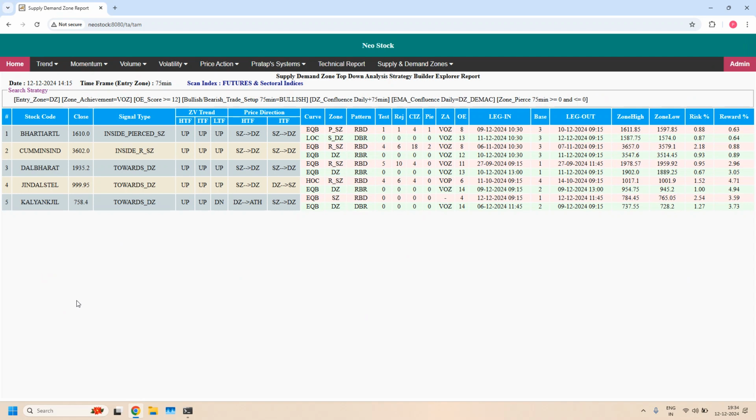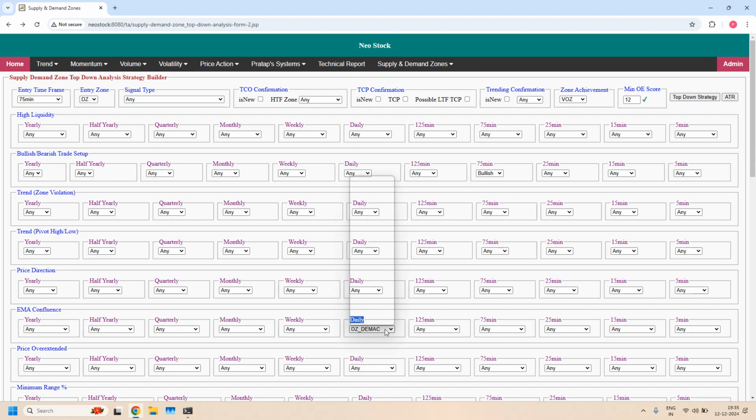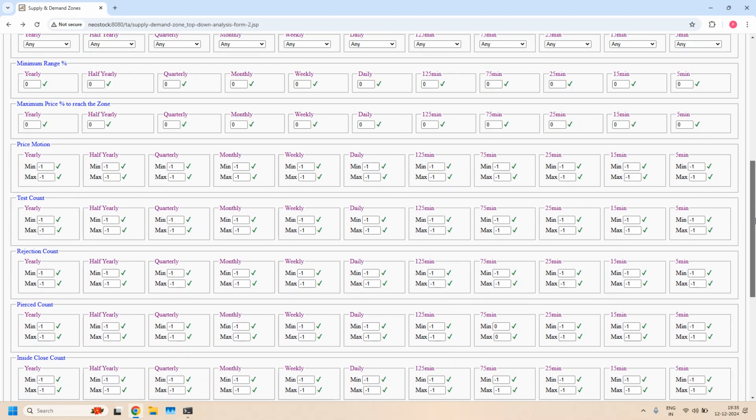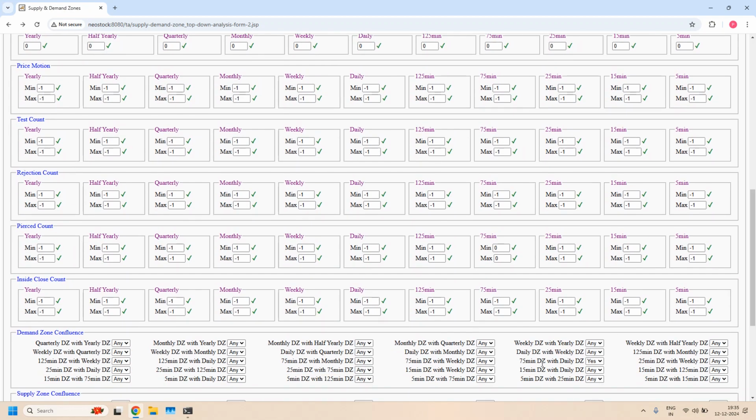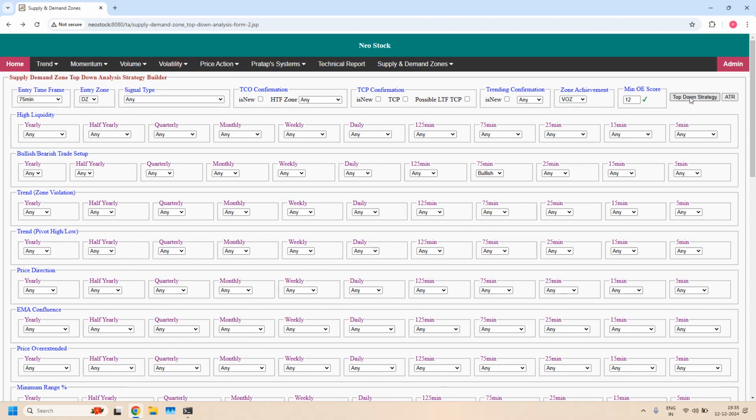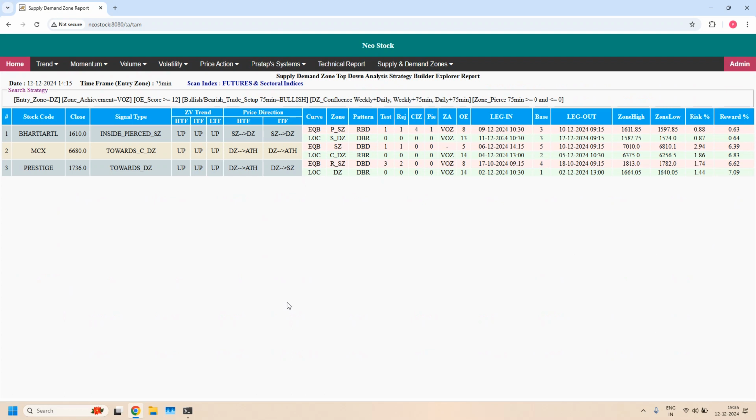Okay, the next filter is LTF, ITF and HTF demand zone confluence. I am removing this EMA filter. In the demand zone confluence, 3 filters we have to set. First one is already enabled, 75 with daily. Next, second filter, 75 minutes demand zone with weekly demand zone confluence. Third filter, daily demand zone with weekly demand zone confluence. With all the three filters, LTF, ITF, HTF demand zone confluence, we got three stocks.